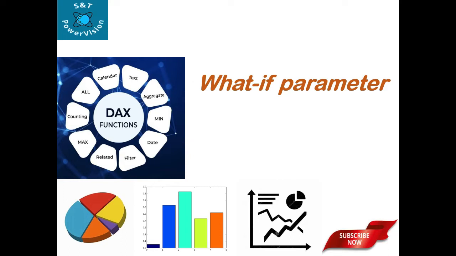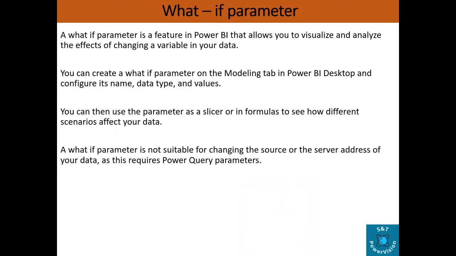In this video we learn about the what if parameter in Power BI. Basically, a what if parameter is a feature in Power BI that allows you to visualize and analyze the effect of changing a variable in your data. You can create a what if parameter on the Modeling tab in Power BI Desktop and configure its name, data type and values. At the end, you can use the parameter as a slicer or in a formula to see how different scenarios affect your data.